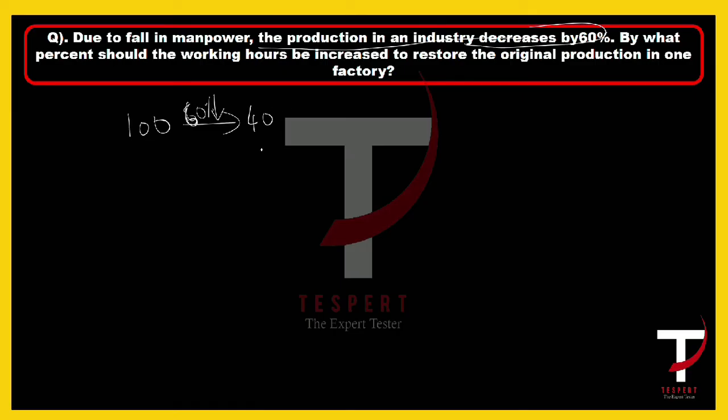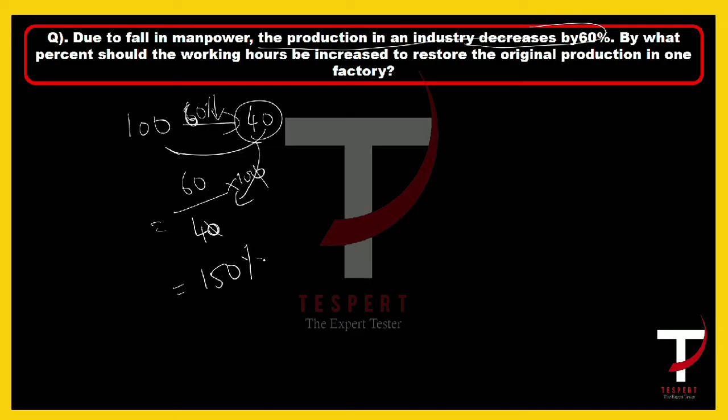So what's the difference? 100 minus 40, which is 60, by, we are comparing with 40 now, so let's keep that in the denominator, into 100. Just calculate. The value becomes 150%: 2 2s are 4, 30 into 5, which is equal to 150%. So by 150% the working hours must be increased to restore the original production in that factory. Okay, let's move on to the next slide. Chain type models.